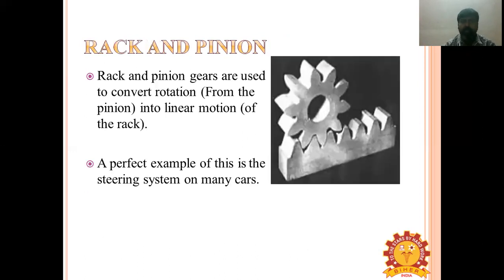Then come to the rack and pinion. What is a rack and pinion? A rack is normally a straight-line gear that meshes with a circular wheel, called a pinion. The combination so formed is called the rack and pinion arrangement. A rack can also be defined as a gear wheel of infinite radius. With this arrangement, rotary motion can be converted into linear motion and vice versa.